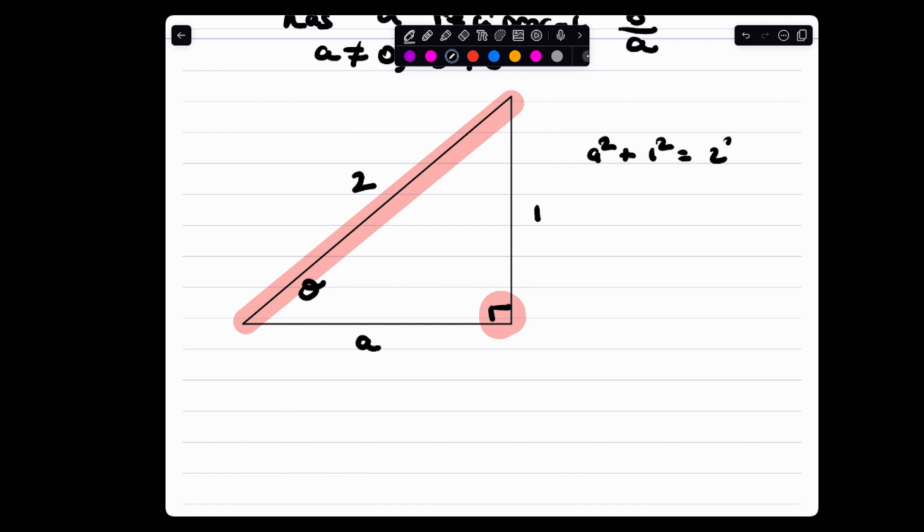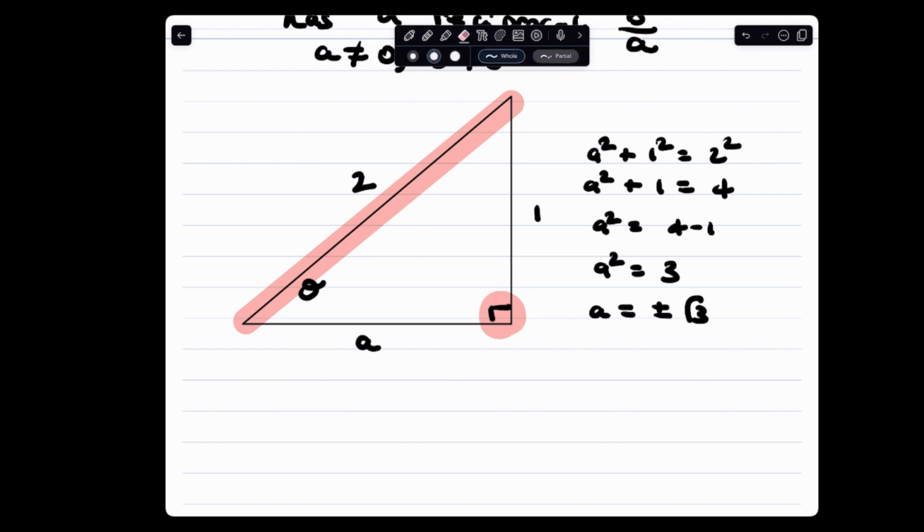I want you guys to recall the Pythagorean theorem: A squared plus 1 squared is 2 squared. So A squared plus 1 will be 4. A squared will be 4 minus 1. This was our homework we had over the weekend. And A squared is 3. So A is plus or minus the square root of 3. And so, ladies and gentlemen, we know that this side here is the square root of 3. Just to clear out some cobwebs, some homework for the weekend.